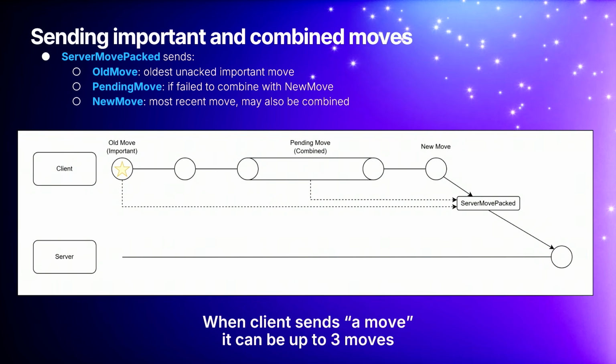You might also send a combined move that you've been building up over the past few frames, if that combined move was not combinable into the new move. And if there's also an important move in your recent buffer, then that gets sent as well. So when you send a move, it's often 1 up to 3 moves.